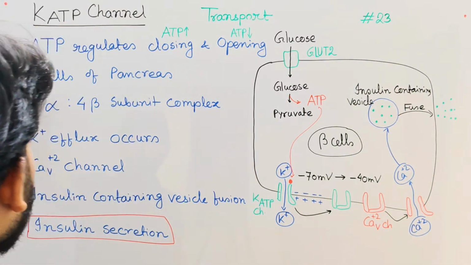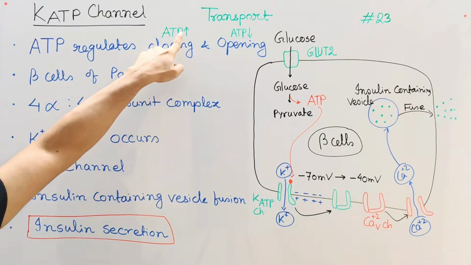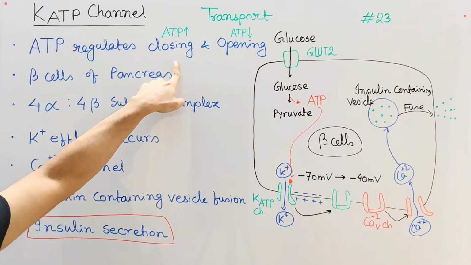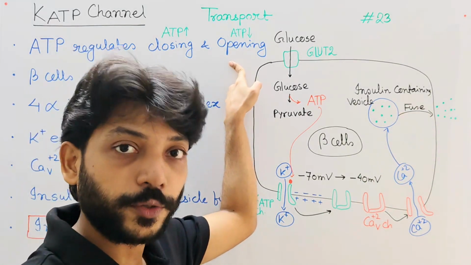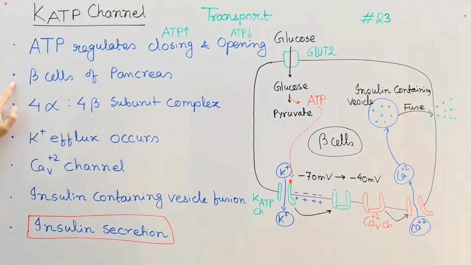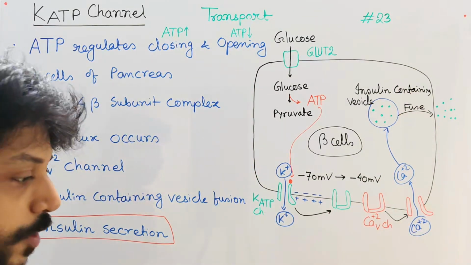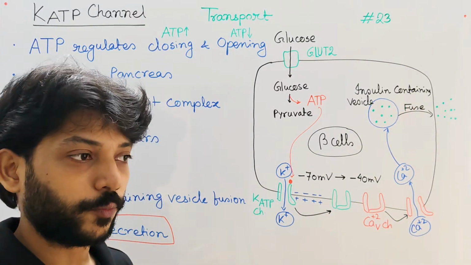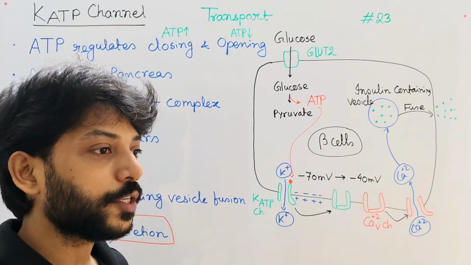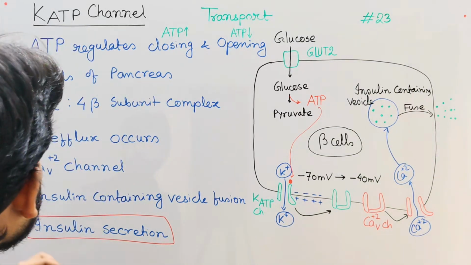So ATP regulates the closing. When the concentration of ATP is high, it closes, and when the concentration of ATP is lower in a cell, it actually remains open. Another important point is this channel is present in beta cells of the pancreas. We know that from these beta cells of the pancreas, insulin is secreted out.